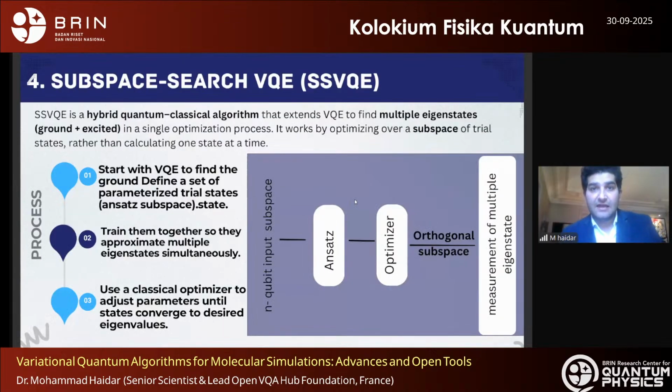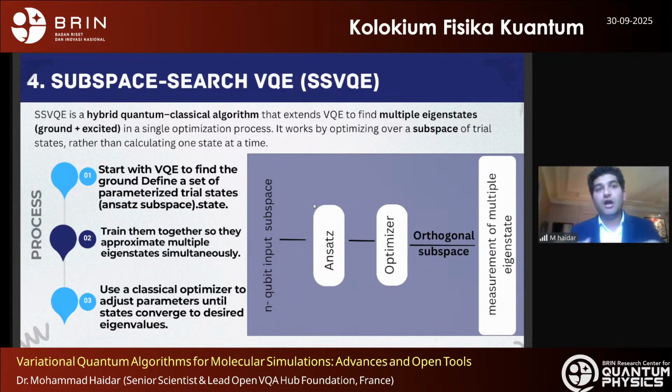Subspace-search VQE, and here I would say this is a kind of subset of the computational basis set you are going to initialize. Let's say you are going to focus on a few inputs, and due to these inputs, you are going to find the ground and the excited states. So what happens here, you apply VQE as normal, then through the orthogonal subspace basis sets, you are going to have multiple eigenstates, but they are using the same black box circuit.